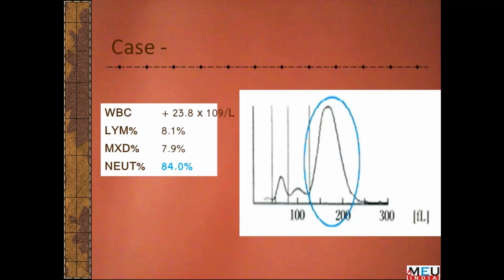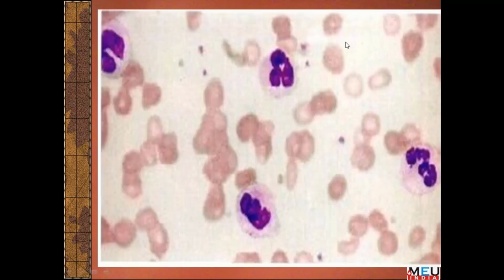Now this is another case. You can see the WBC area, there is a huge peak, and we can see that there is lymphocytosis. There is neutrophilia. This is the neutrophilic area. This small area in between is the mixed cell population, there is monocytosis, and this is for the lymphocytes. So this peak on the extreme right represents neutrophilia. This is the blood picture in which we find a lot of neutrophils.